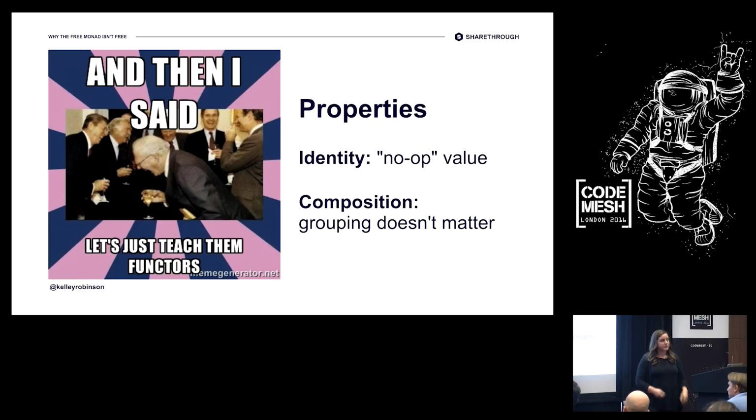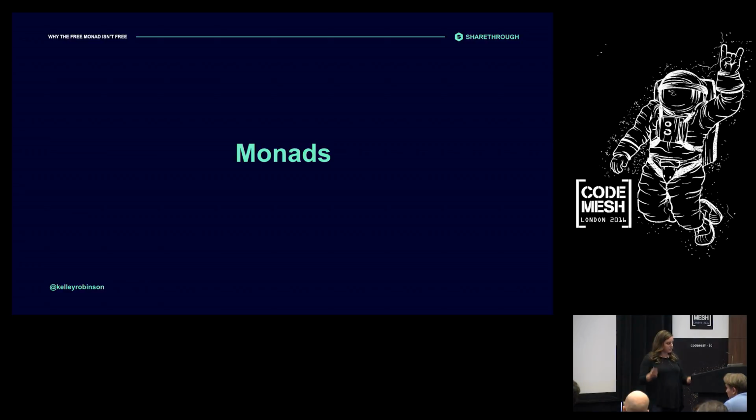Functors also have some properties. The identity value, that means that there's going to be some function that will have no effect if done with the map function. And then composition, like associativity, that's to say the grouping doesn't matter. So you can chain a bunch of map functions in a row, or you can put all of the logic inside a giant map function. All right, following me so far?